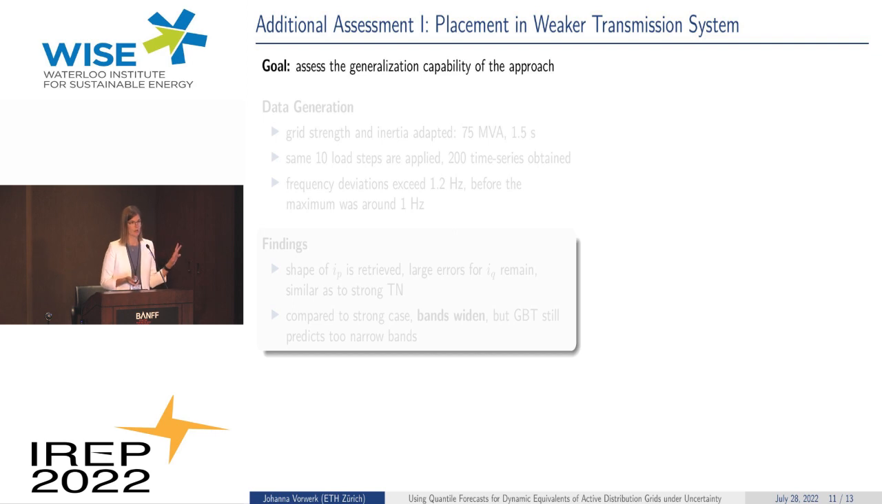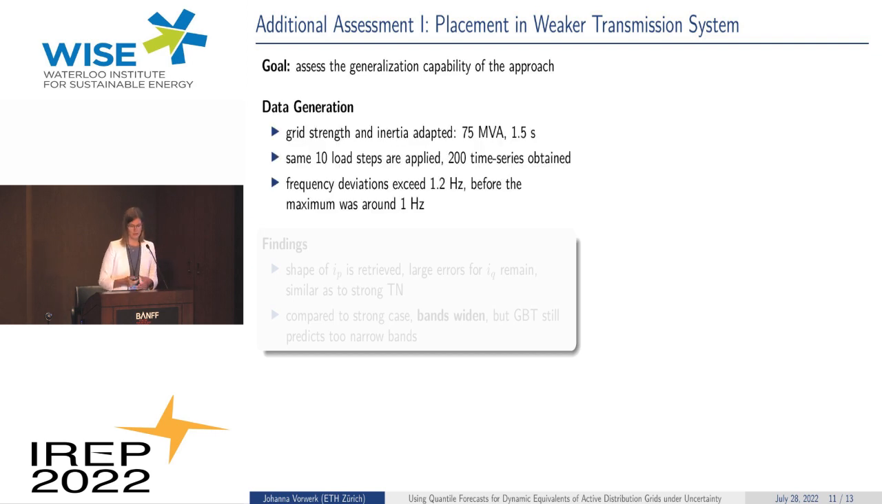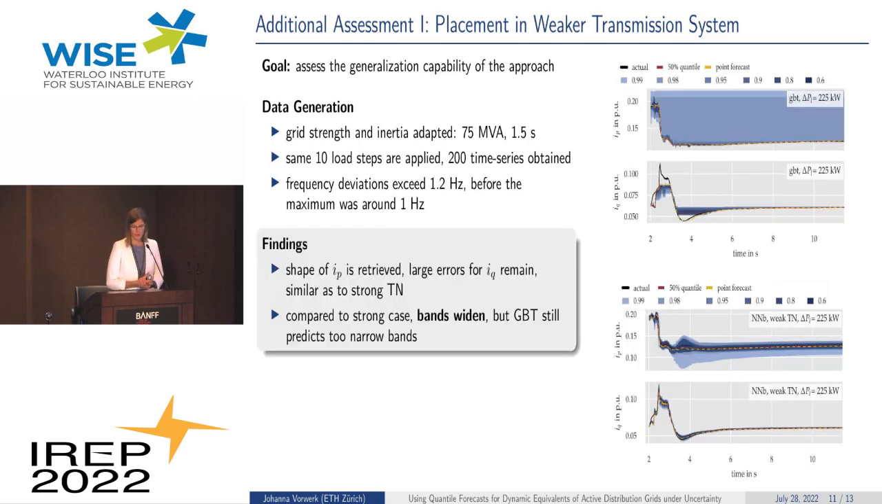Now this, what we've done so far, was just an assessment of how well our machine learning works. As I said, we wanted to do two additional assessments, and the first was that we wanted to try to generalize this approach a bit and see what happens when we test this data on a different transmission system. So what we have done is that we have reduced the grid strength and inertia of our transmission equivalent, and then we ran again the Monte Carlo simulations, and we have tested our trained equivalents on the new dataset for the weak system. And what we find there, so here again you can see two of the quantile forecasts, is that the performance on IQ gets even worse.